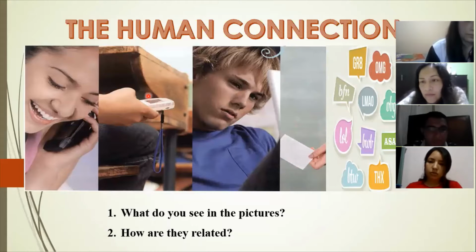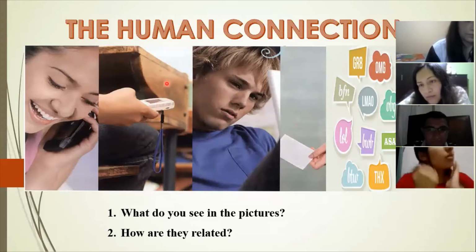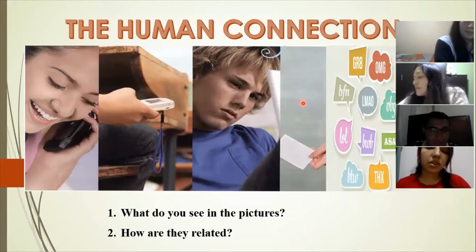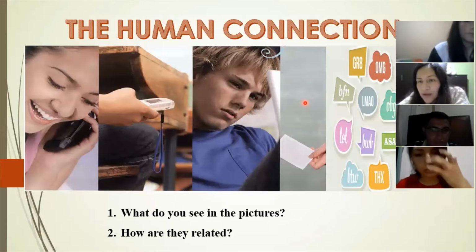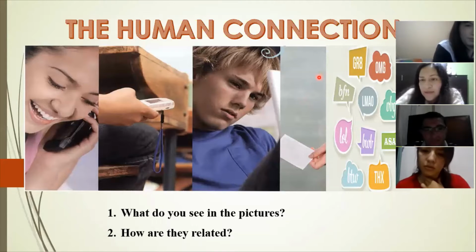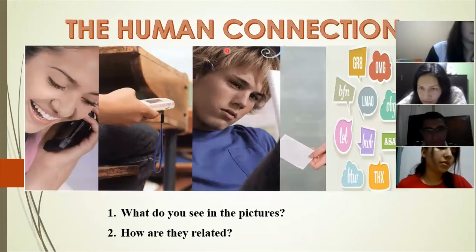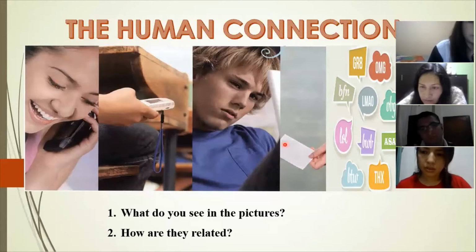Now, can a volunteer tell me how these pictures are related? For example, GR8 means great. Okay, and you know how these pictures are related to the main topic. They are trying to communicate using abbreviations. These photos are related to the title because they show people using technological devices to communicate with other people. Thank you so much. Now we'll continue.